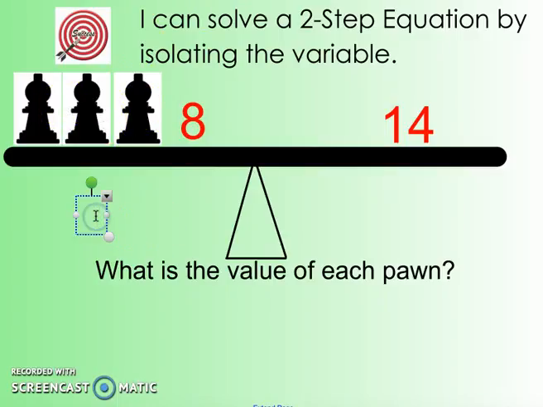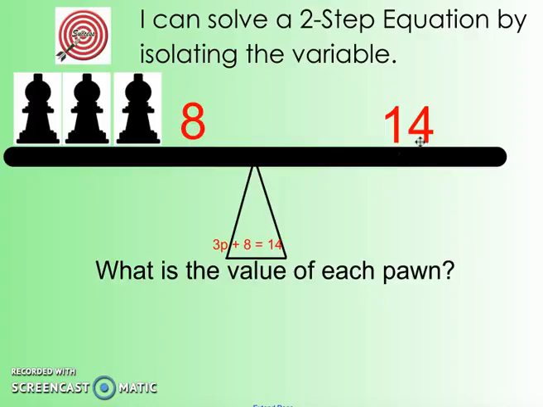Now in algebra, we would write it as 3 of some secret number, and I can say that secret number is like p, plus we have 8 more, and that is equal to 14. And this is what it would look like as an algebraic equation. Our job, first of all, is to figure out what these pawns, these missing variables, represent. So we need to figure out what plus what plus what plus 8 is 14.